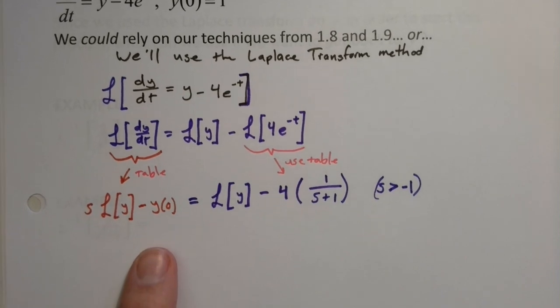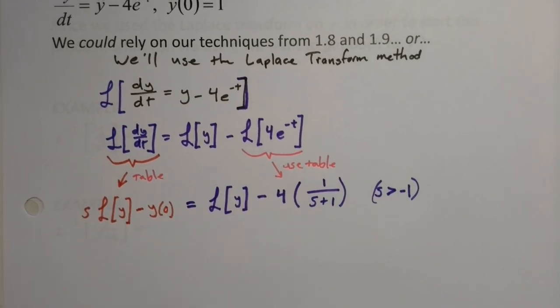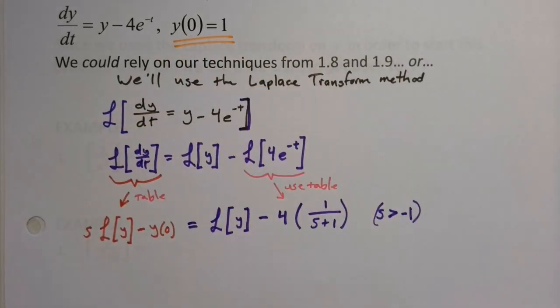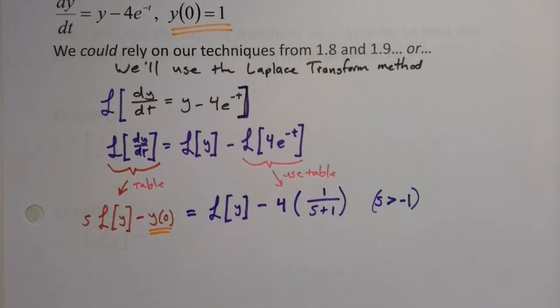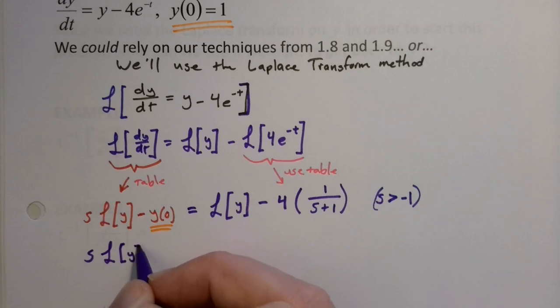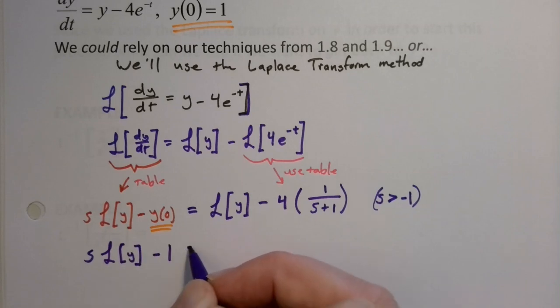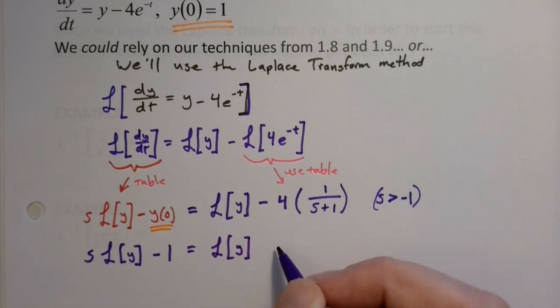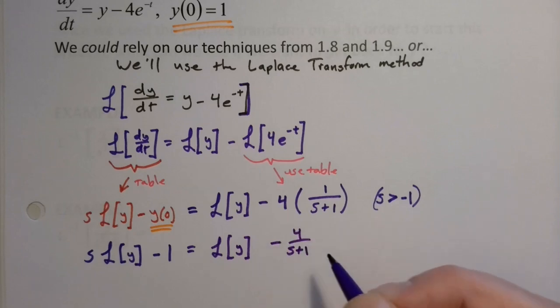Over here, we have an initial condition given to us in the problem, way up at the start. We know that y of 0 equals 1, so we replace that with just a 1. Continuing on, I'm going to scoot this up a little bit. We have s times the Laplace transform of y minus 1. The other side is the Laplace transform of y, and then over here, just tidying things up a little bit.